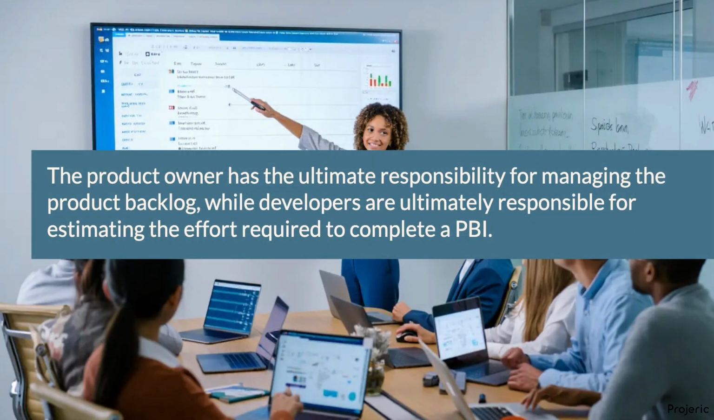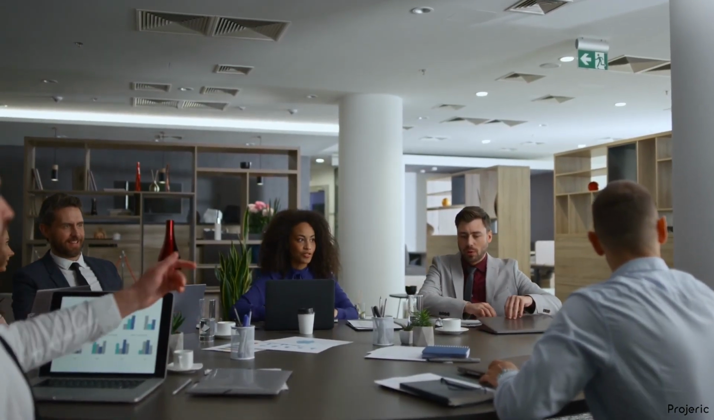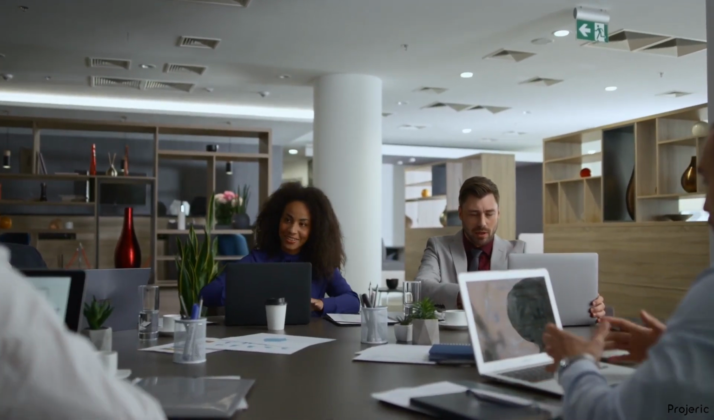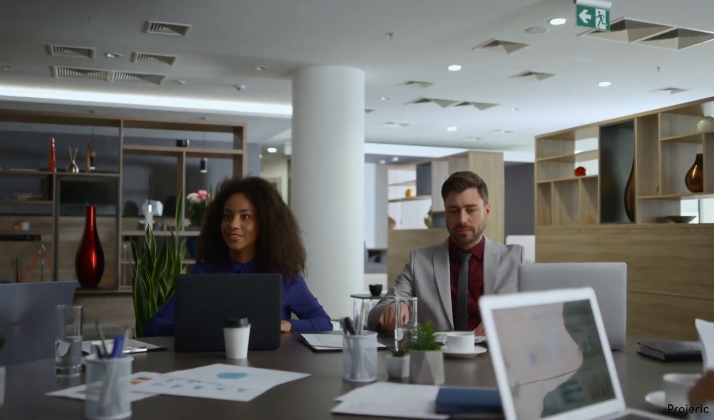The product owner has the ultimate responsibility for managing the product backlog, while developers are ultimately responsible for estimating the effort required to complete a PBI. Because agile projects are change-driven, there is no need to try to add all the work items to the product backlog at the start of the project.